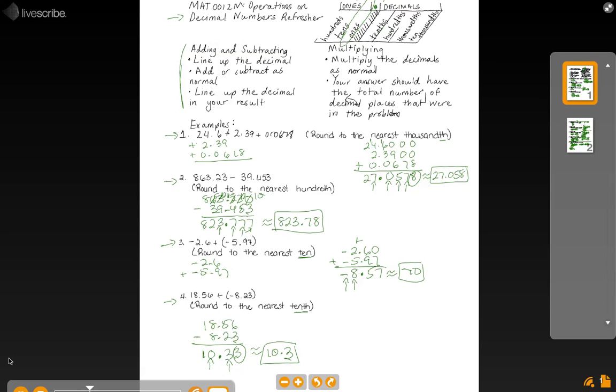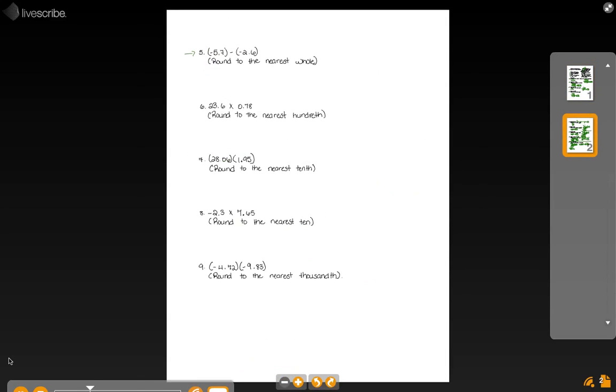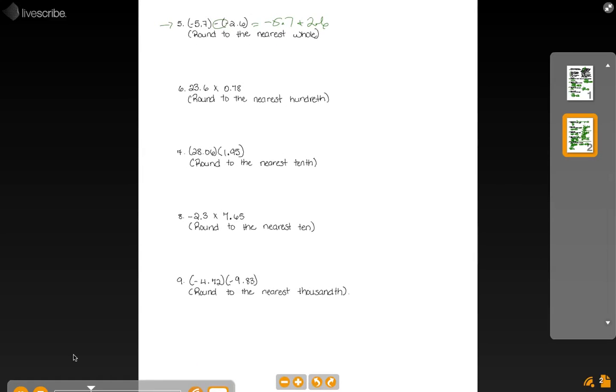Okay, let's take a look at example 5. In example 5, we got these double negatives here, which really means that I'm adding negative 5.7 plus 2.6. That 2.6 is positive. Furthermore, I know my answer is going to be negative because the bigger number here is negative. If you don't understand how these signs are working, you may need to go back to the signed numbers refresher. But this answer will indeed be negative. Remember that, because the bigger number is negative. I'm going to write a negative sign here, so I remember that.